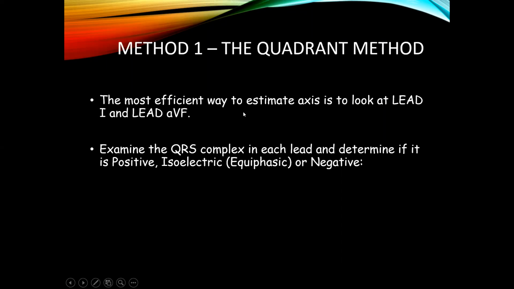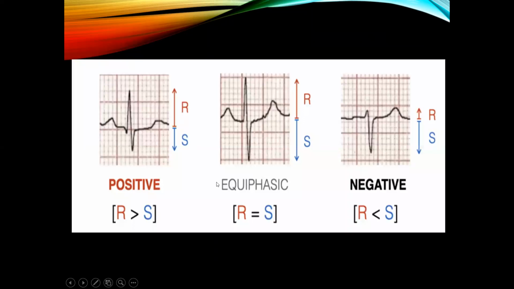This is the most efficient way to estimate the axis: look at lead 1 and lead AVF. You need to examine the QRS complex in each lead and determine if it is positive, isoelectric, or negative. If the R wave is greater than the S wave, this is a positive wave. If the R wave is equal to the S wave, that is equiphasic. And if the S wave is greater than the R wave, that is negative.